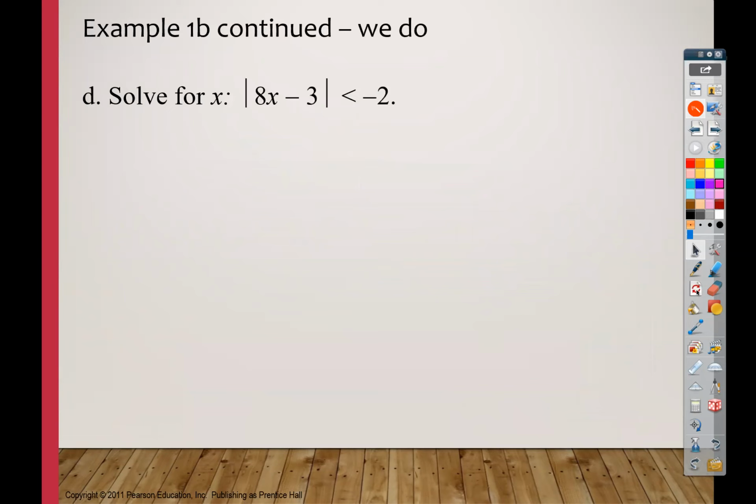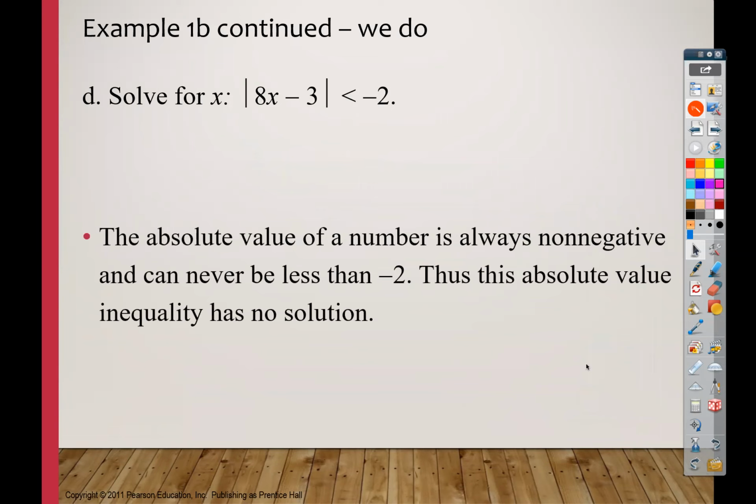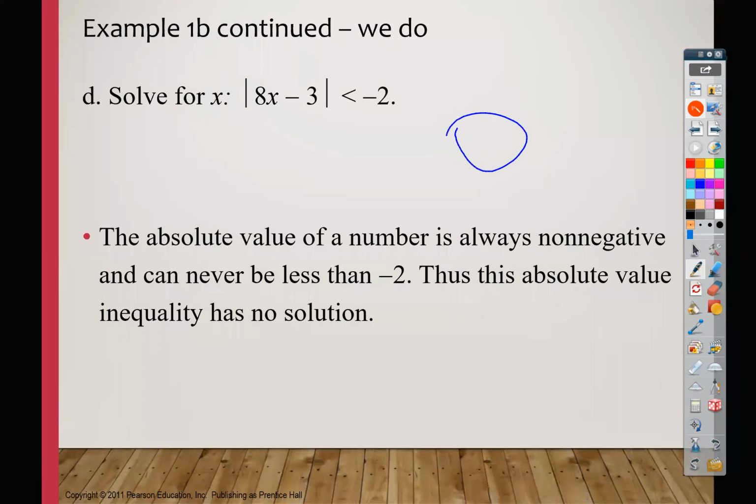All right, so this next one I wanted to do with you, you have the absolute value of 8x minus 3 is less than -2. Remember, the absolute value of a number is always positive and can never be less than -2. Thus, this absolute value inequality has no solution. So this is a no solution problem because it can't equal a negative number. And anything less than -2 would be negative, so it's no solution.